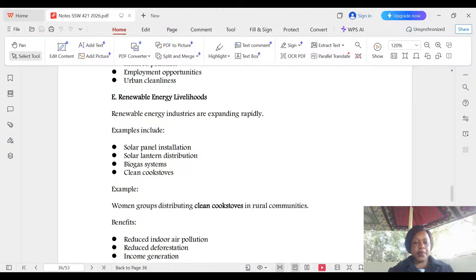Okay, for example, right? So, for example, we have women groups distributing clean cook stoves in rural communities. So they'll benefit through income generation. We'll have reduced deforestation because we have less reliance on firewood. And then there'll be reduced indoor air pollution.